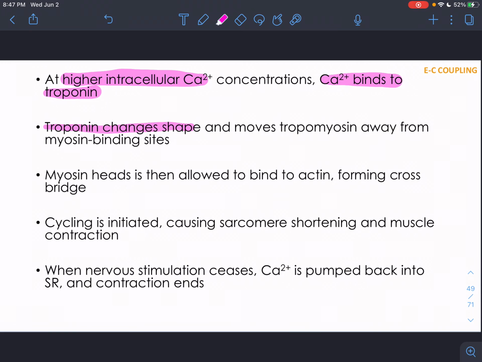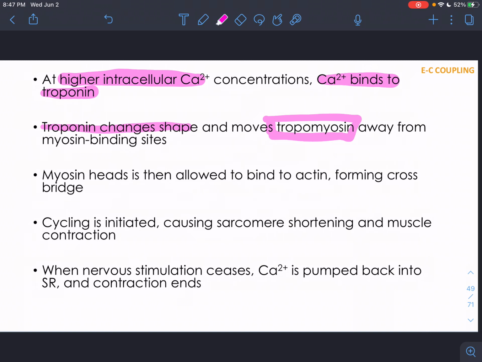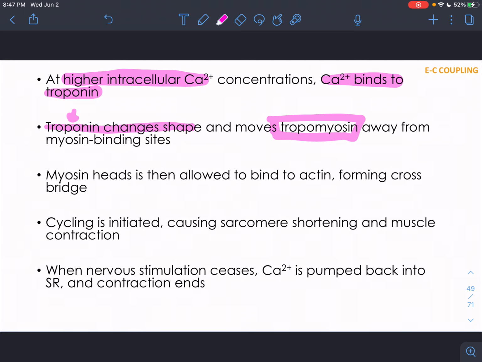Troponin changes shape and moves tropomyosin out of the way. Okay, so troponin isn't the one blocking the actin active sites. Tropomyosin is what's responsible for blocking those. But when calcium binds to troponin, it changes shape and moves tropomyosin out of the way so that the myosin heads can bind to actin, which forms that cross bridge. That initiates the cross-bridge cycling, which ultimately leads to sarcomere shortening and muscle contraction.